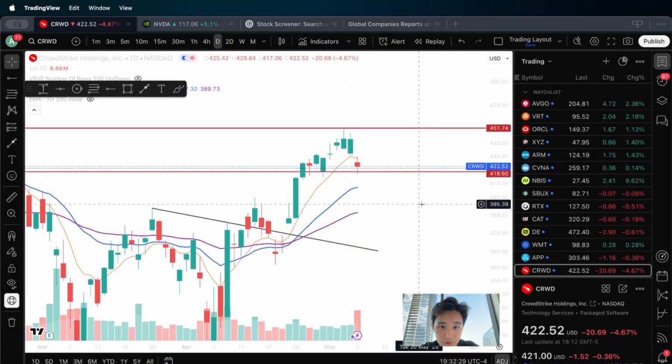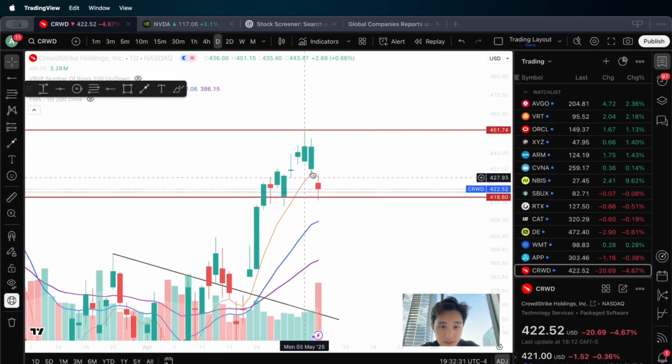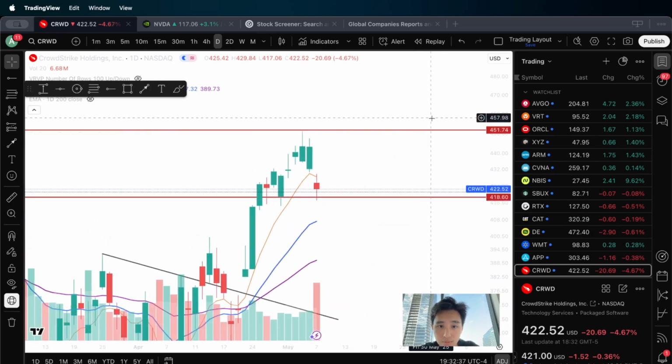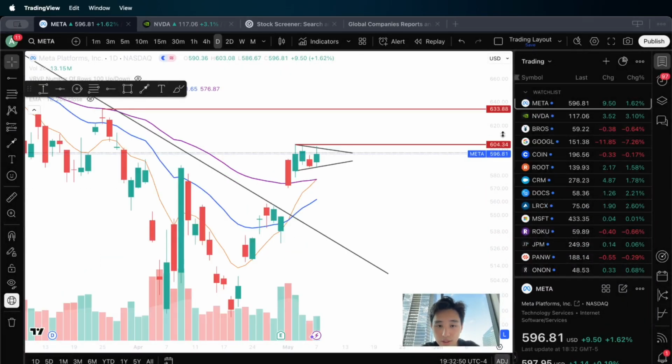Another good one is probably CrowdStrike here. It's in this little range. I want to see CrowdStrike hold this 418 level, which is the breakout spot, and then probably bounce between this for a little bit before another pop. Yeah, Meta does look good. I agree.